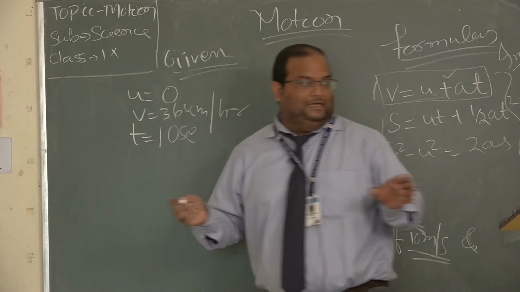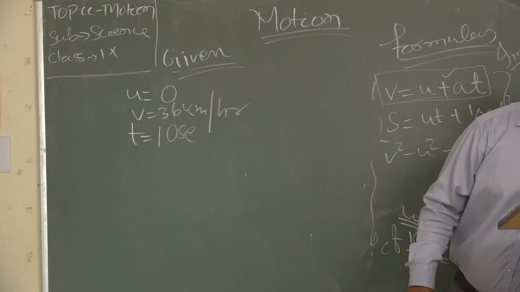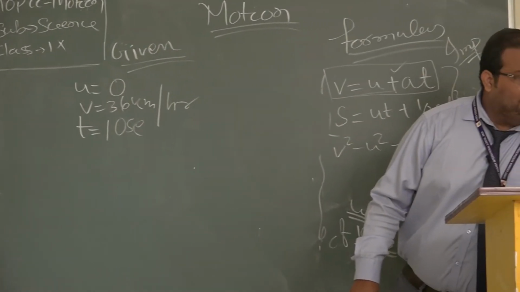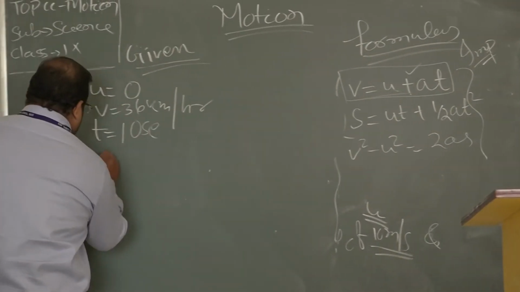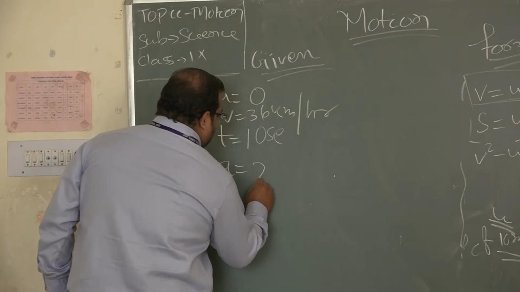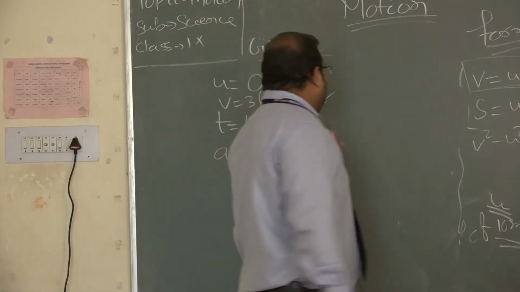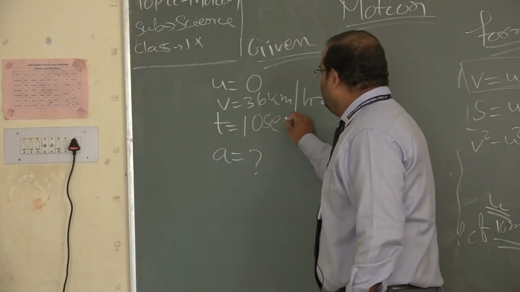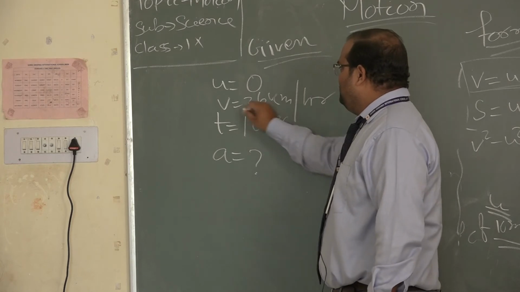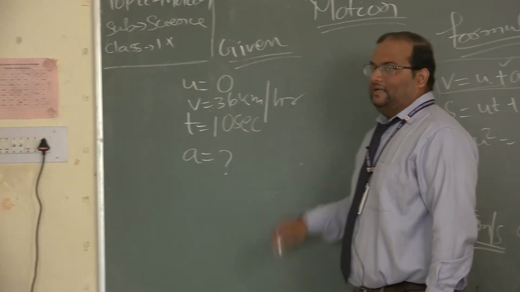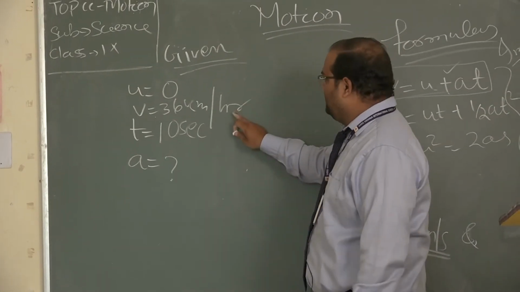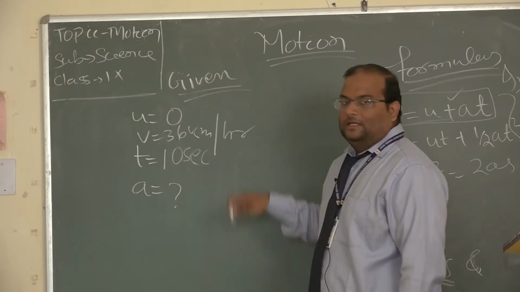Now what we have to find? We have to find the acceleration of the scooter. Okay. Now another important point. Time is given in seconds and initial velocity, final velocity is given in kilometer per hour. So we have to convert this into meter per second.